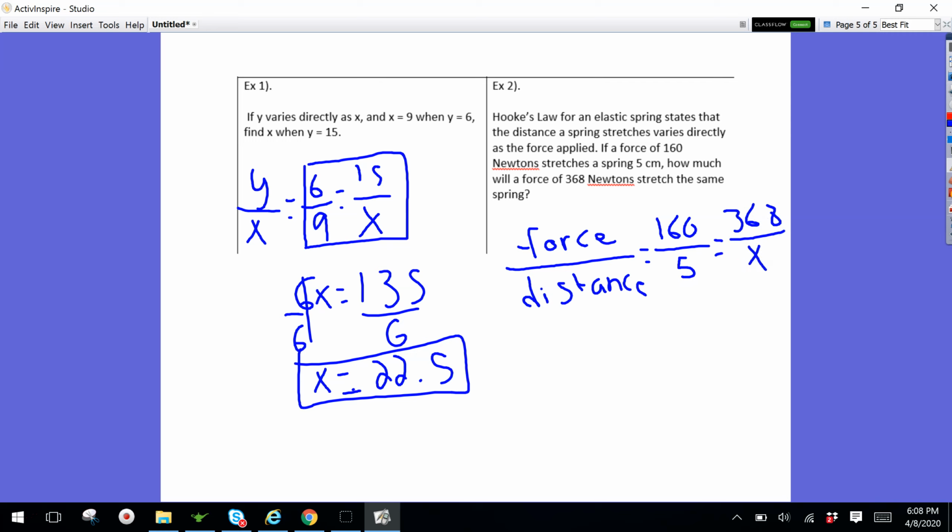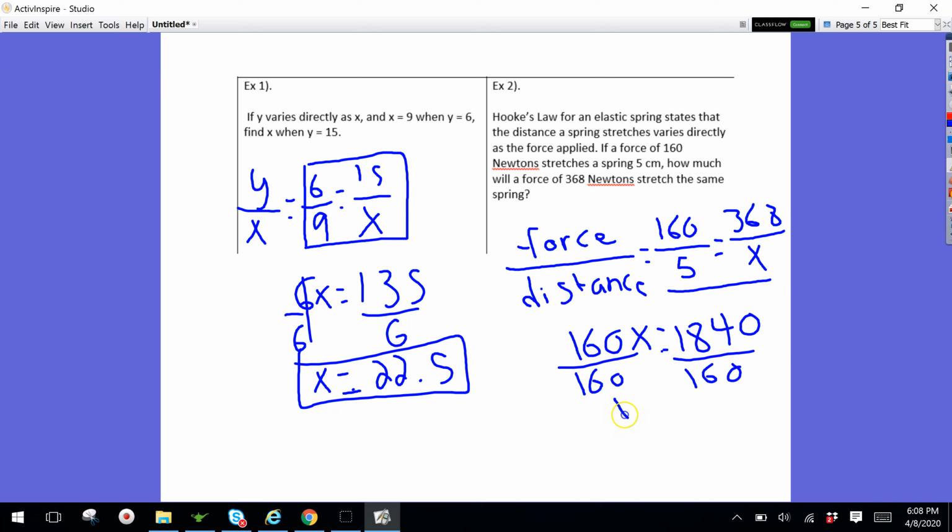All right, so I need to go ahead and do cross multiplication here to solve for x. So I'm going to have 160x is equal to 5 times 368. Here I get 1,840, and then in order to solve for x, we need to divide both sides by 160, and then here we're going to get another decimal, that's okay, 11.5. So that would be 11.5 centimeters if we were using our units here.